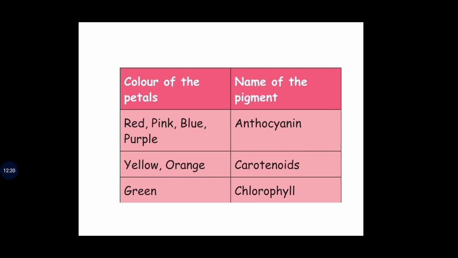Apart from that, you must know about carotenoids, which give you yellow and orange color. Once you see yellow or orange color flowers or fruits, you must know the pigment carotenoids is present. And anthocyanin is a pigment which gives you red, pink, blue and purple color.